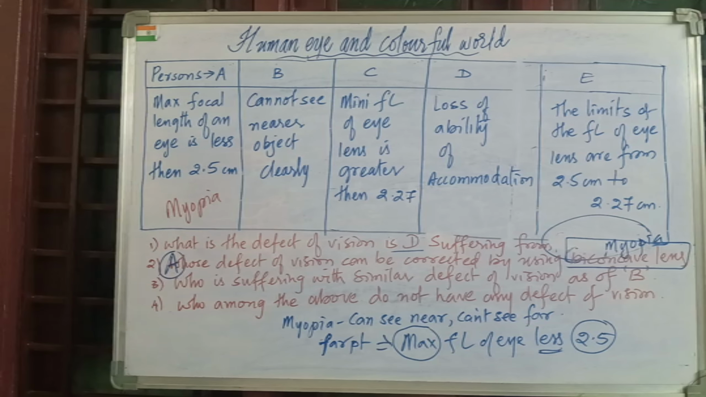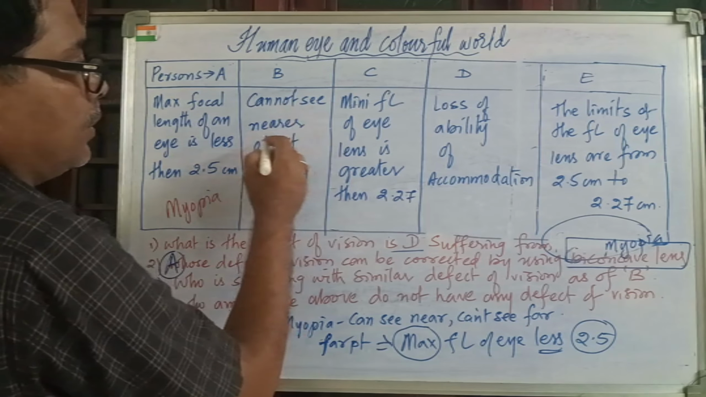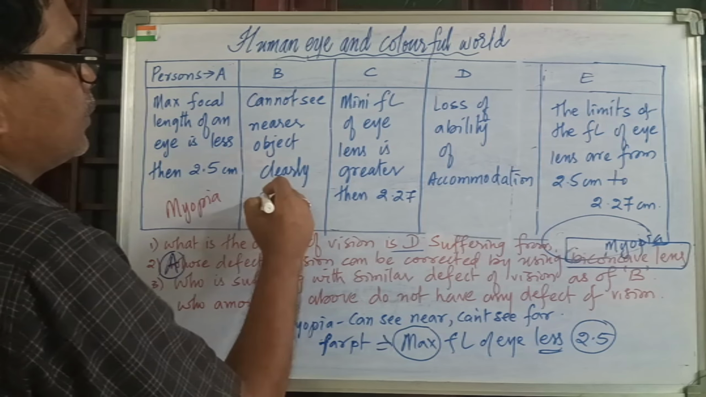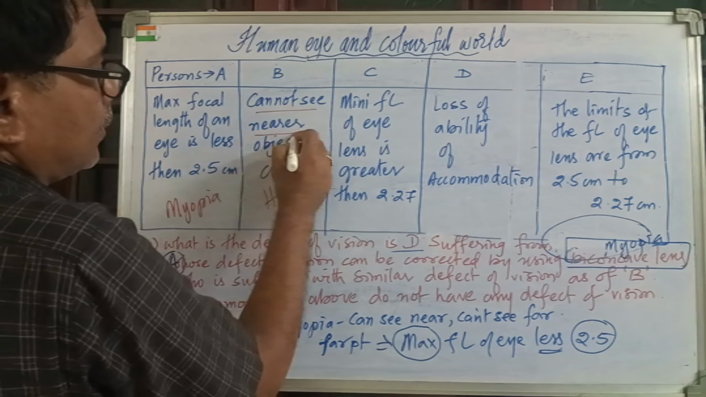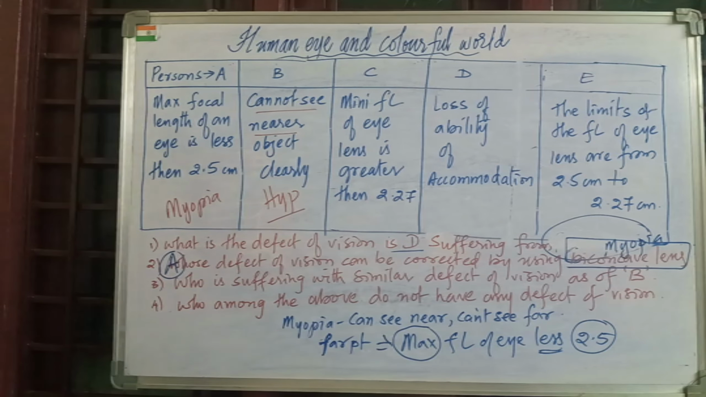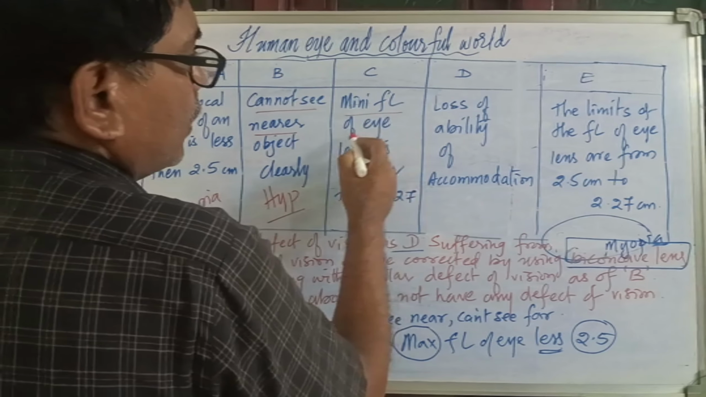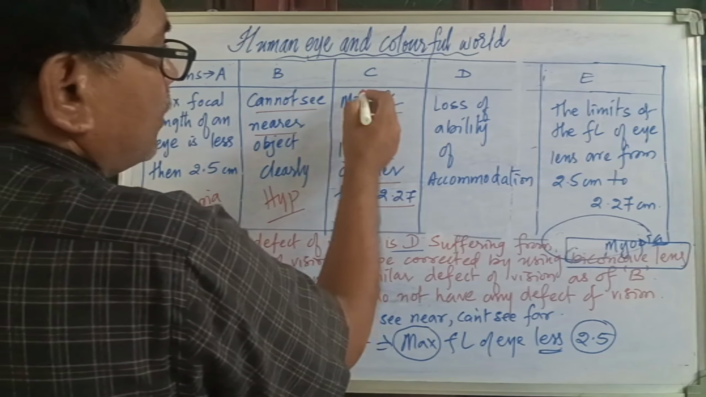Who is suffering with a similar defect of vision as B? First of all, B cannot see near object, means he can see object which is far, that's hypermetropia. Cannot see near, that means he can see far, hypermetropia. Now he is asking you, who else is having that problem? Minimum focal length of an eye is greater than 2.27, minimum.